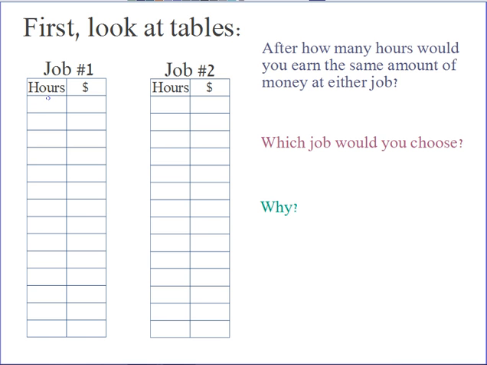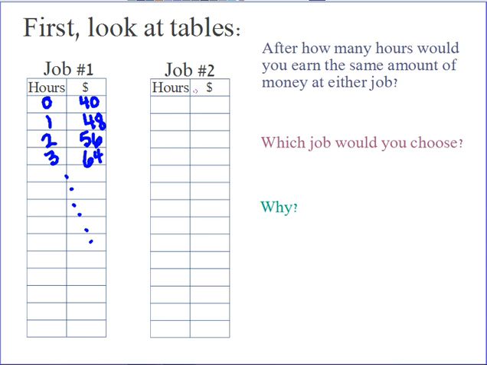So, for instance, job number one, if we work 0 hours, remember they were offering us that signing bonus of $40. They were going to pay us $8 an hour, so after 1 hour, I will have made a total of $48. After 2 hours, I will have made a total of $56, and after 3 hours, a total of $64. And this is going to keep going. In just a minute, we'll finish filling out that table.